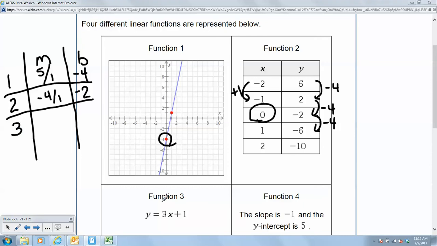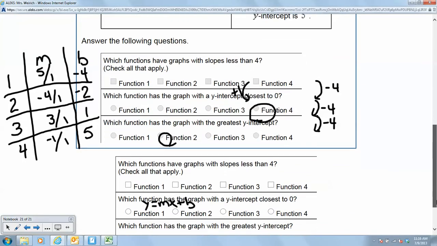Function 3 is in slope-intercept form, so it's y equals mx plus b. The m is going to be 3 in this case. If we want to stay consistent, you could put it over 1, but really it's just 3, and the y-intercept is 1. And then for function 4, it literally just tells you the slope is -1. So again, you can have it over 1 if you want to stay consistent, and the y-intercept is 5. And then we would go ahead and go down and fill in the answers.